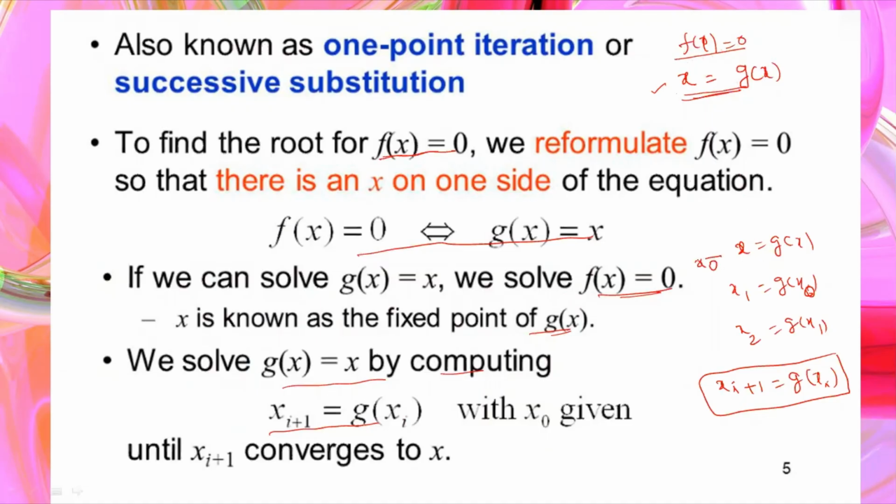After that, let's take x0 as the initial approximation value. Go on substituting these values in the equation x is equal to g of x. If you substitute x is equal to x0, you will get x1. If you substitute x1, you will get x2. Continue the procedure, and you will get x i plus 1 is equal to g of x i. Continue this procedure until you get the required result, that is, with x0 given, until x i plus 1 converges to x. This x is your required root. This is called the iteration method, a very simple procedure.